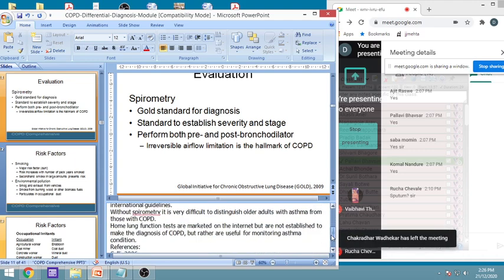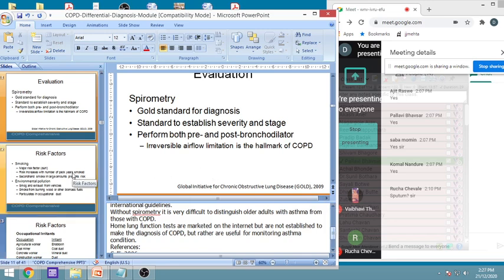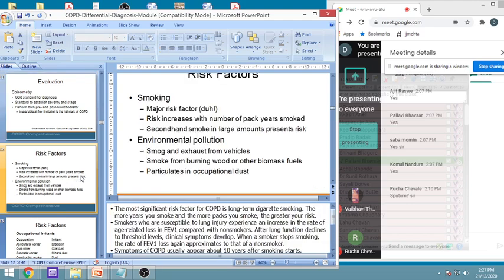Without spirometry, it is very difficult to distinguish older adults with asthma from those with COPD. Home lung function tests are marketed on the internet, but they are not established to make the diagnosis of COPD. They are useful in monitoring asthma conditions. They are not very accurate, and they can only say that asthma is improving, but they are not useful in COPD.